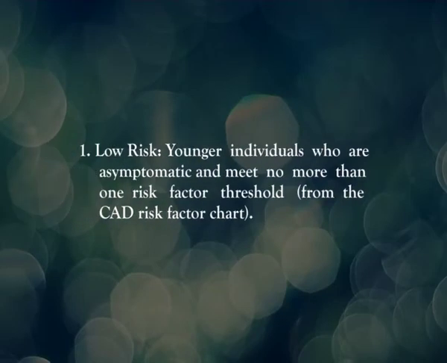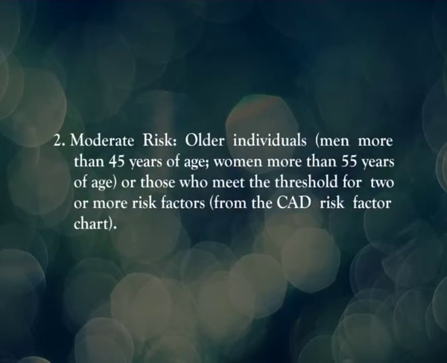The initial ACSM risk stratification screening defines 3 risk categories. Number 1, low risk. Younger individuals who are asymptomatic and meet no more than 1 risk factor threshold, that is from the CAD risk factor chart. Number 2, moderate risk. Older individuals, that is men more than 45 years of age, women more than 55 years of age, or those who meet the threshold for 2 or more risk factors, that is from the CAD risk factor chart.